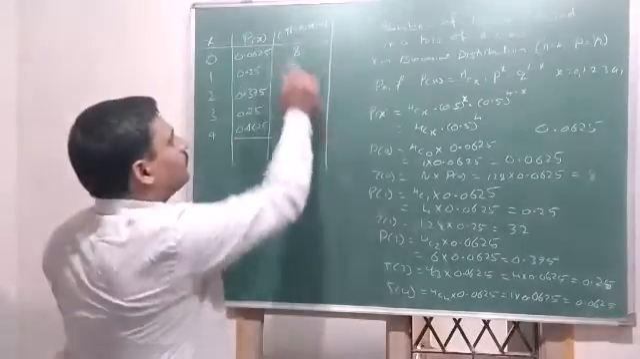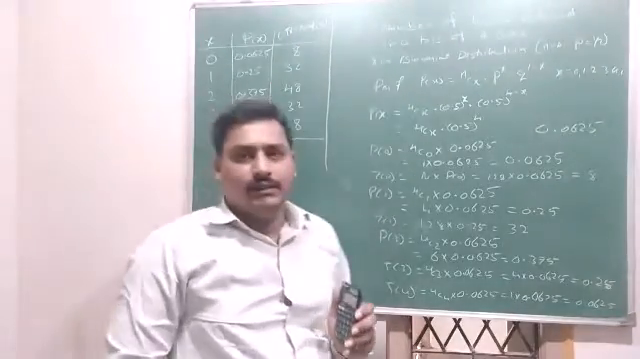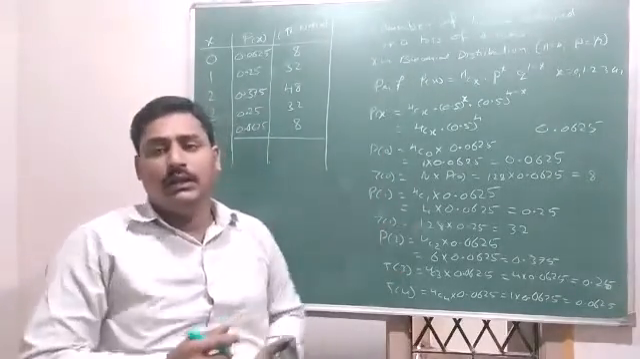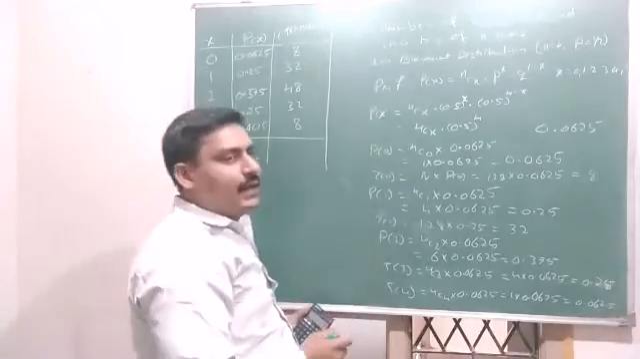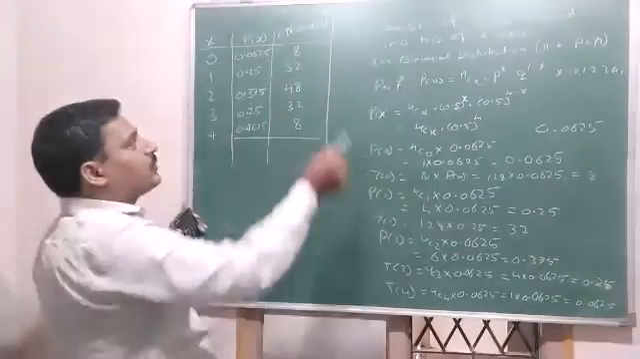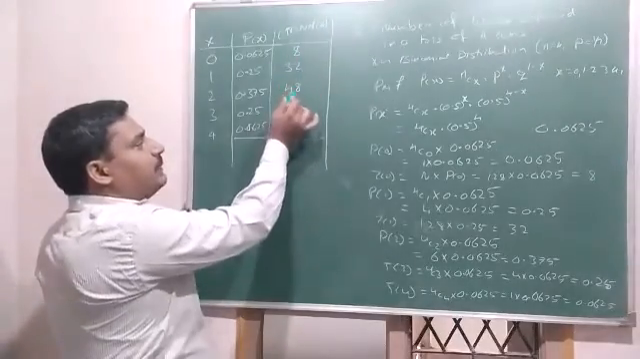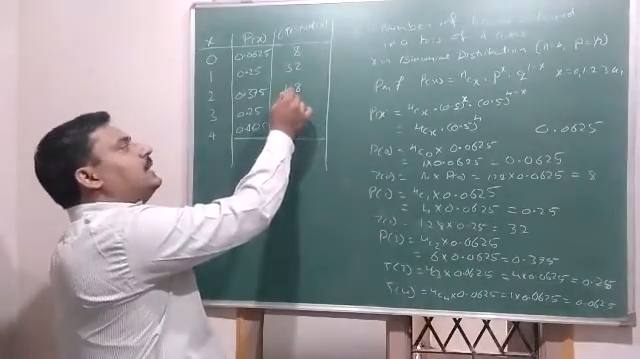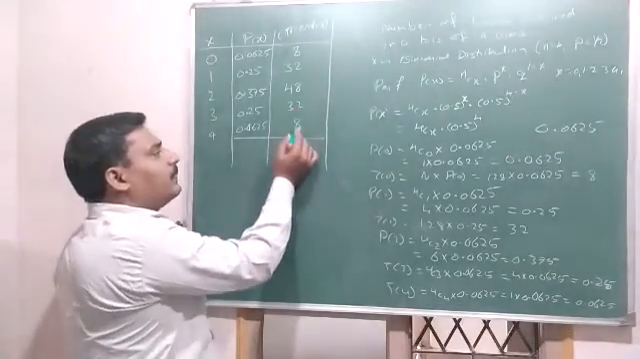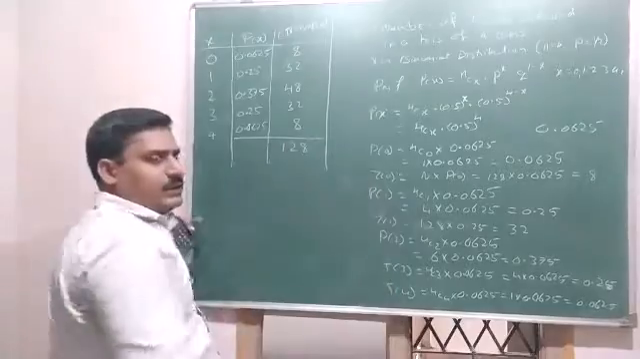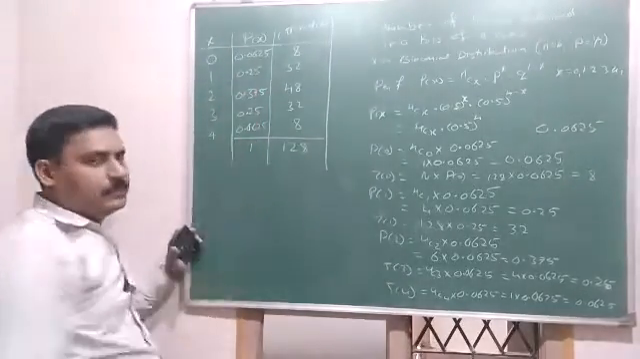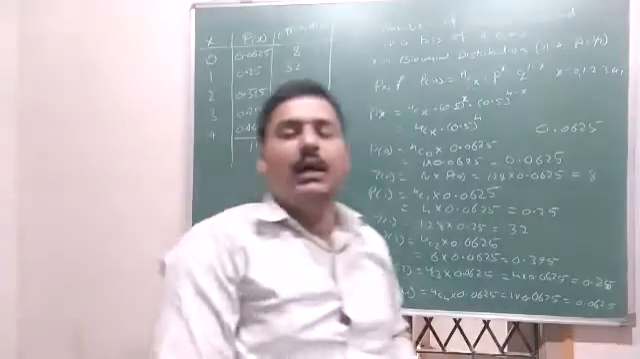Now the theoretical frequency total should be equal to how many times we tossed the coins. That is 128 times we have tossed the coins, so the total must be equal to 128. So 32 plus 8 is 40, 40 plus 48 is 88, 88 plus 32 is 120, 120 plus 8 is 128. And the total of the probabilities will be equal to 1.